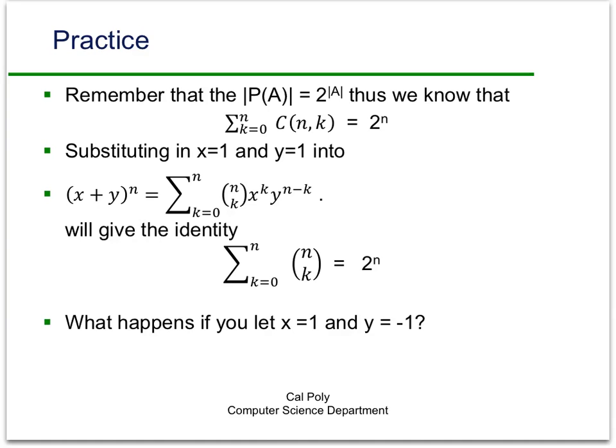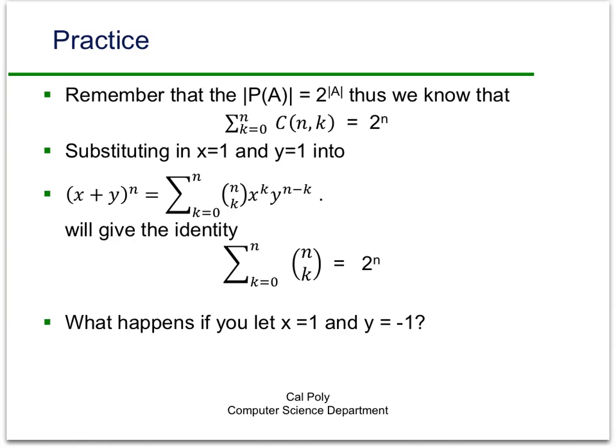So the key here is this first bullet here is just a recap of the last slide. The key is to just let x equal 1 and y equal 1. Then you're going to have 1 plus 1, okay, that's 2, raised to the n. I'll give you that side. And on this other side, you're going to get this summation and x to the k. Well, x is just 1, so that's just equal to 1. And y to the n minus k. Well, y is just 1, so that's just 1. So we're going to get the summation from k equals 0 to n of the binomial coefficient n k is equal to 2 to the nth power.